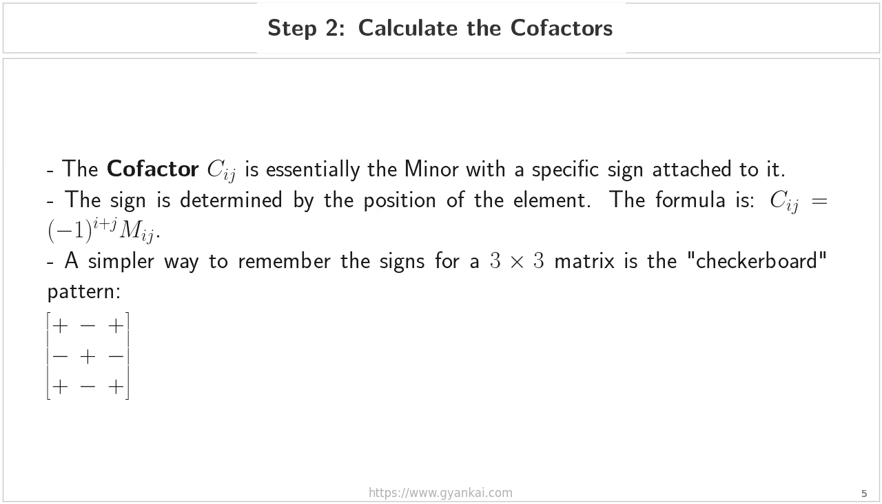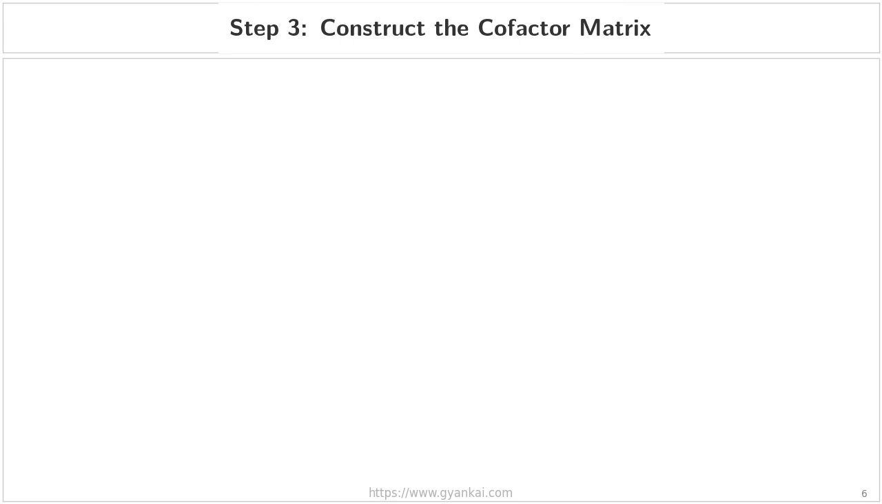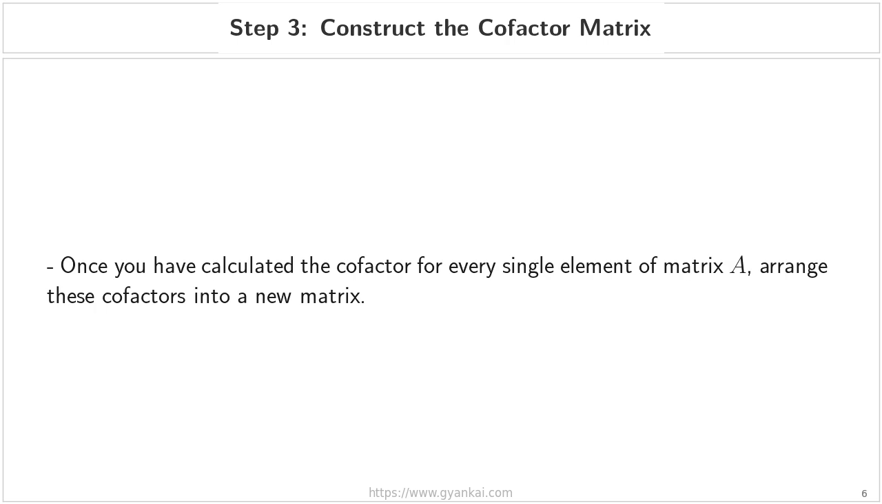Step 3. Construct the cofactor matrix. Now that we have successfully calculated the cofactors for every individual element in our original matrix A, we need to organize them.